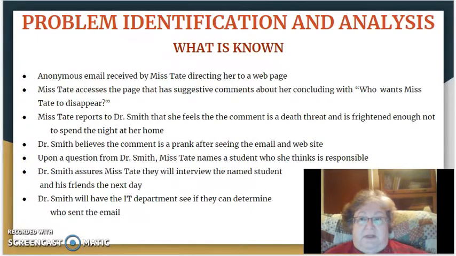Miss Tate received an anonymous email directing her to a web page. She did visit that web page, found suggestive comments, which ended with, "Who wants Miss Tate to disappear?" Miss Tate reports that to Dr. Smith, and she feels that it's a death threat and is so frightened that she doesn't spend the night at her home, but at her parents', who are 3 hours away.